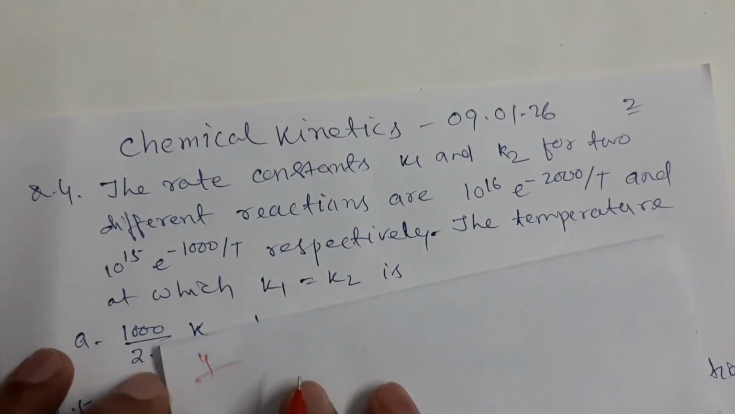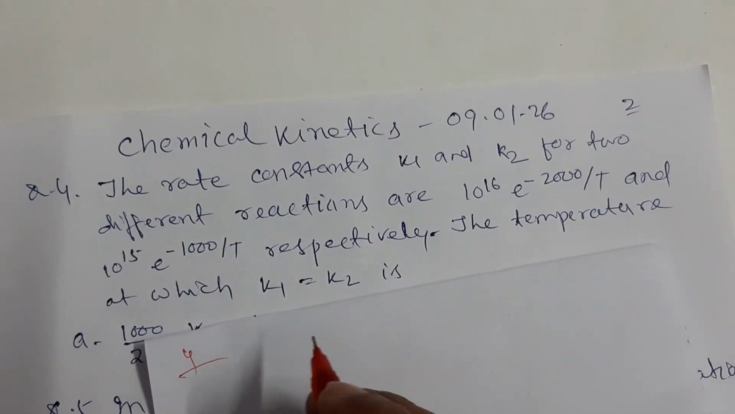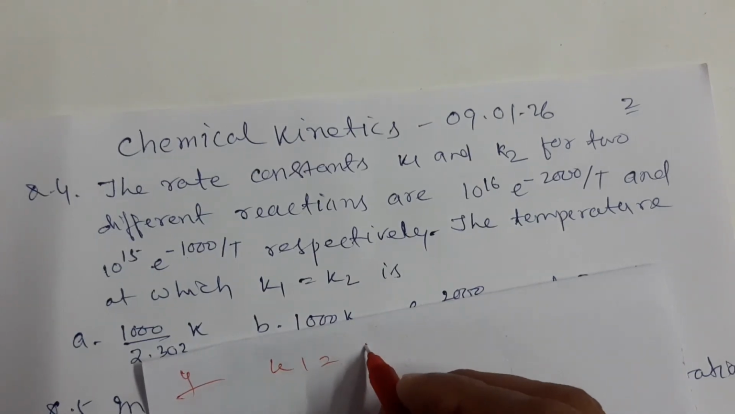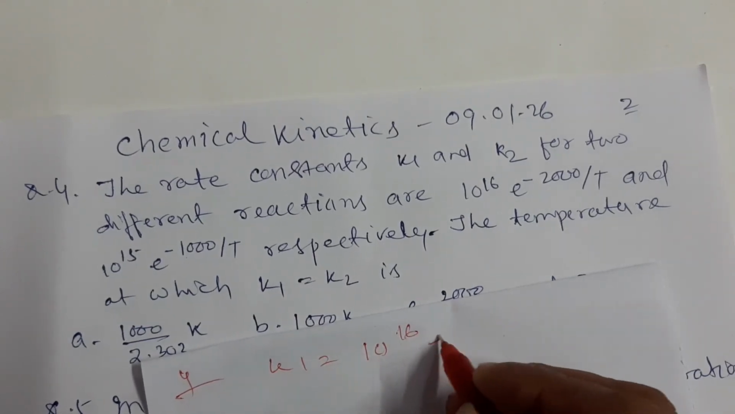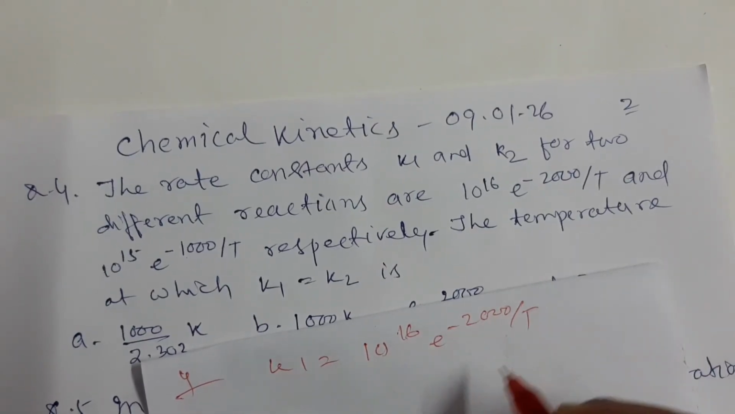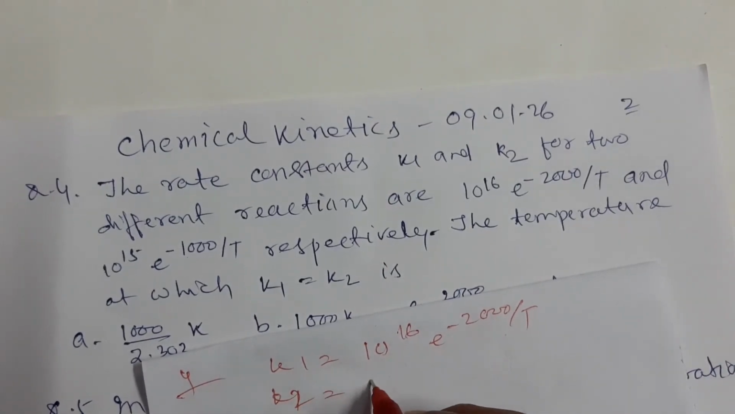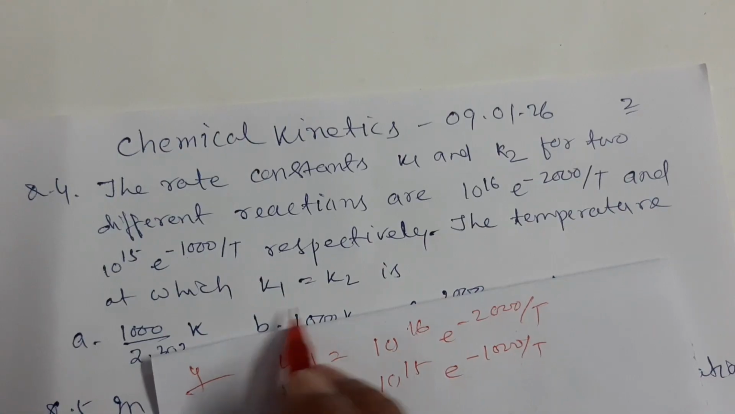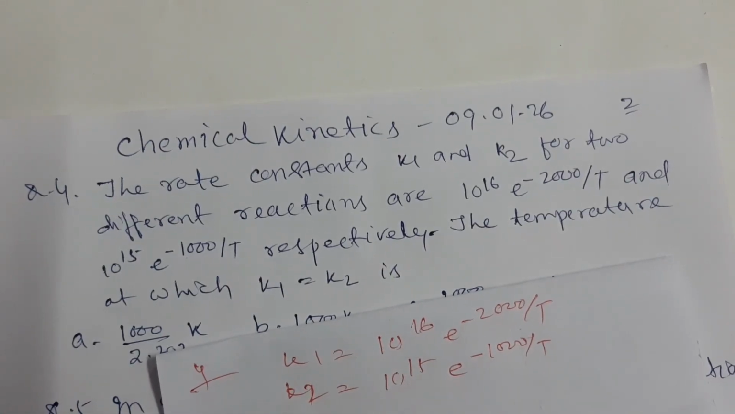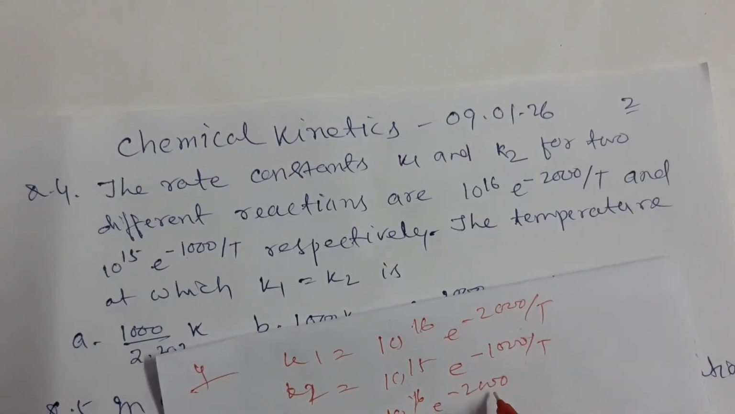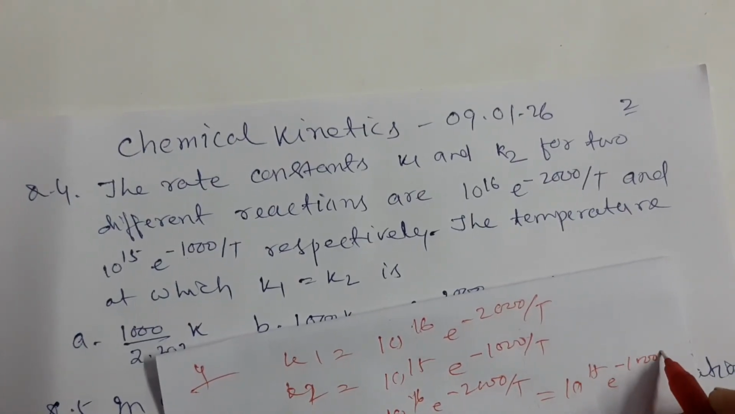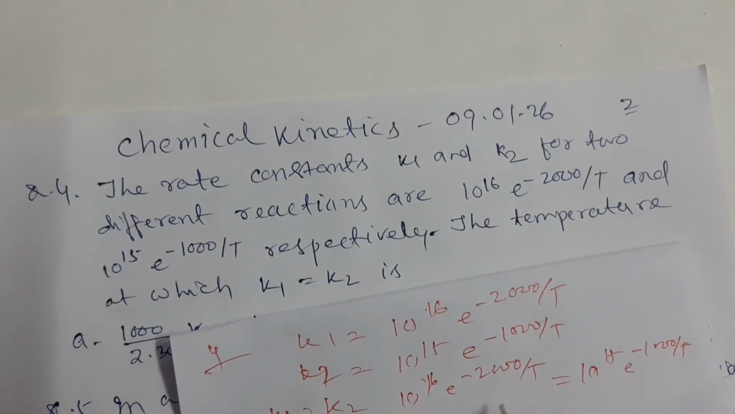Question number 4. Say K1 is equal to 10 to the power 16 e to the power minus 2000 by T, and K2 is equal to 10 to the power 15 e to the power minus 1000 by T. But it is given that K1 is equal to K2, therefore 10 to the power 16 e to the power minus 2000 by T equals 10 to the power 15 e to the power minus 1000 by T. So you will get what?